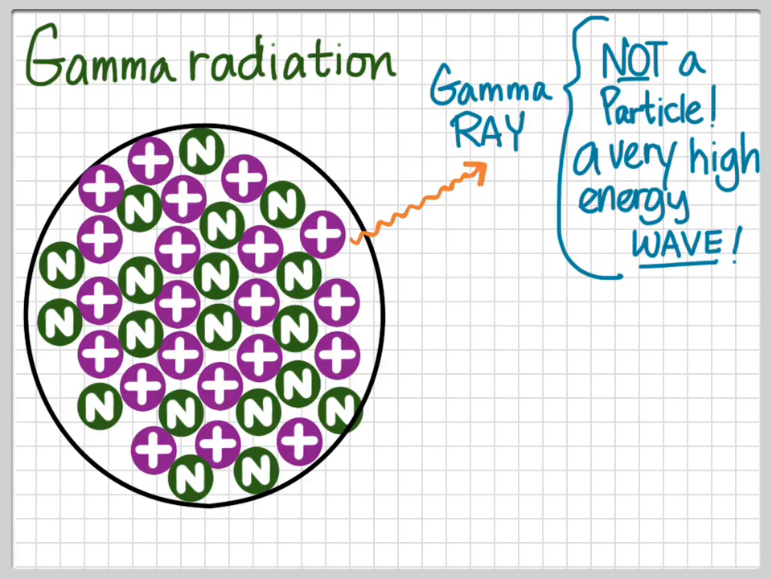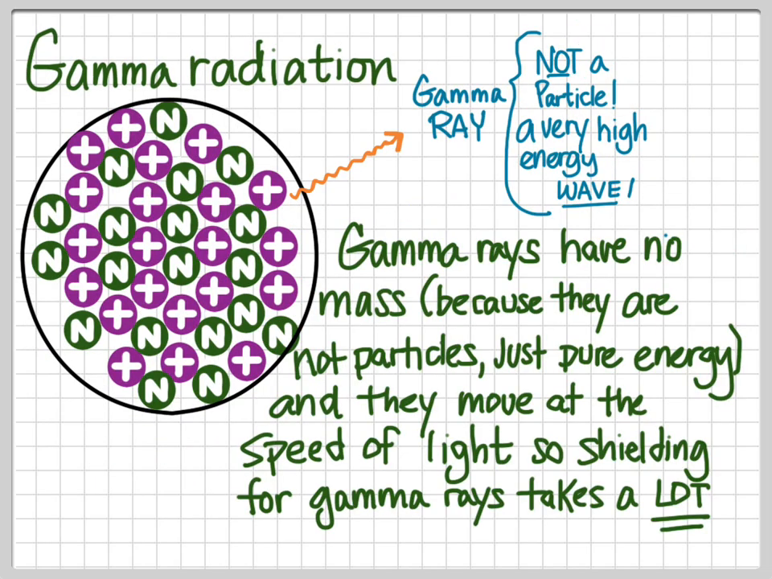So, something that is emitting gamma radiation actually gives off a gamma ray. This is not a particle. It's a very, very high energy wave. Oh. So gamma rays don't have any mass. They're lighter than light. There is no mass there because they're not particles. They're just pure energy. And they move at the speed of light. That's really fast. So shielding for gamma rays takes a lot.